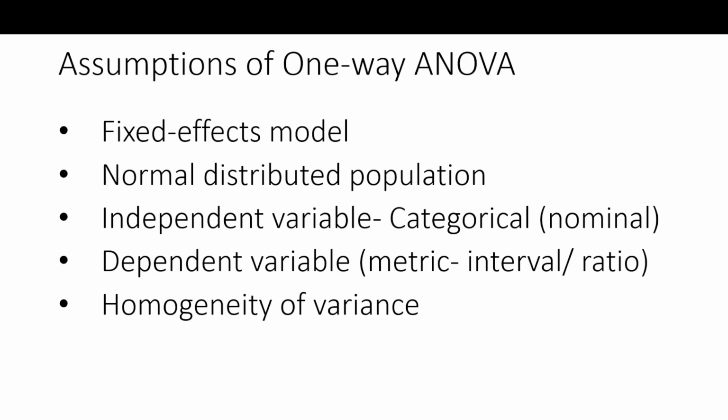Second is normally distributed population. Next, the independent variable must be on a categorical or nominal scale. The dependent variable must be on a metric, interval or ratio scale, and there must be a homogeneity of variance, meaning the variance of the dependent variable exists across the different categories of the independent variable in the experiment. So these are the few assumptions which we are going to test before applying one-way ANOVA.